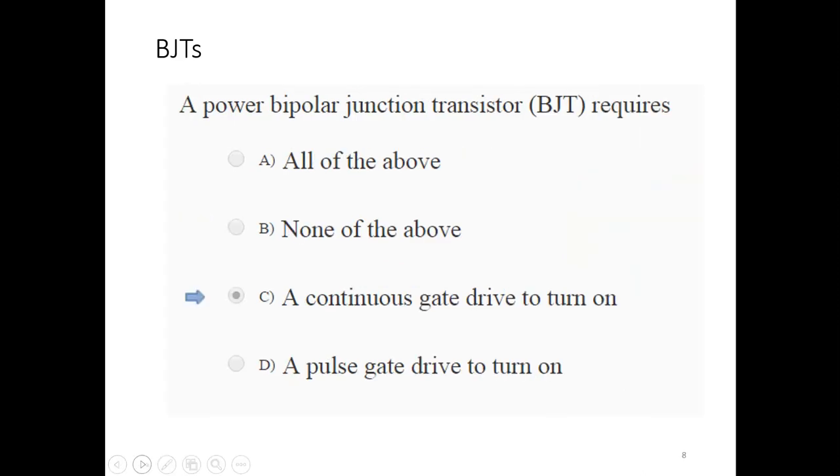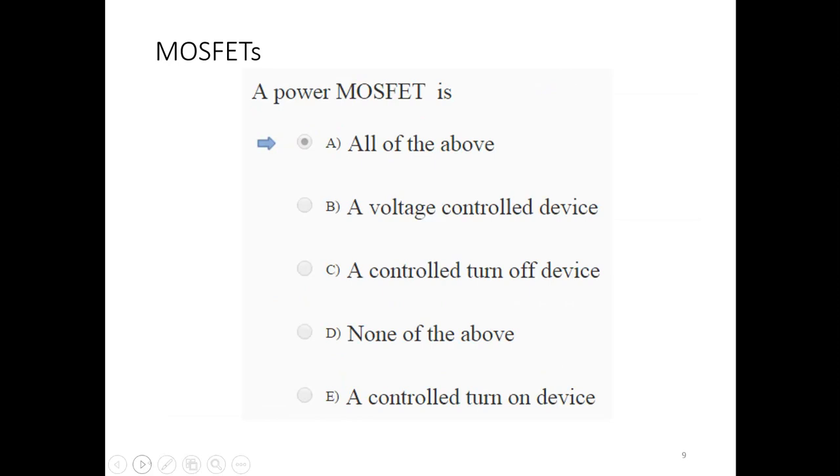Let us see the next question: what type of drive does a BJT require? As long as you keep it turned on, it will remain on. If you take the gate drive or base drive off, it will be off. That means you have to apply a continuous gate pulse. With a thyristor, you give a small pulse and it latches, but a BJT is not a latching device. That's why it needs a continuous pulse. A MOSFET is a metal-oxide-semiconductor device by itself. It needs a small voltage to turn on, not a current, and it is a voltage dependent device.